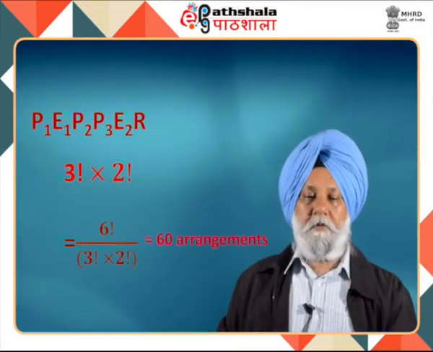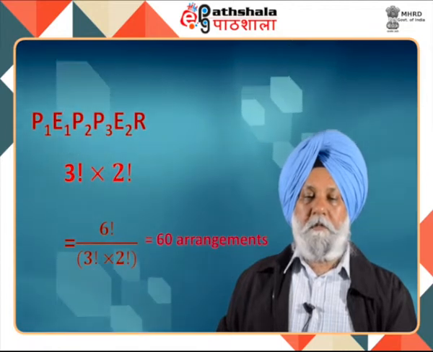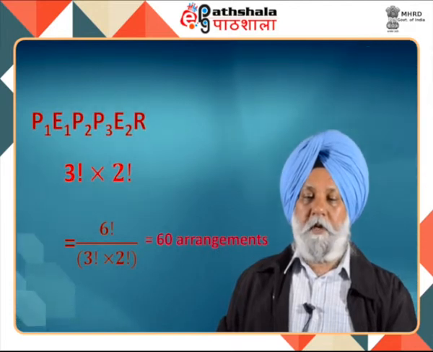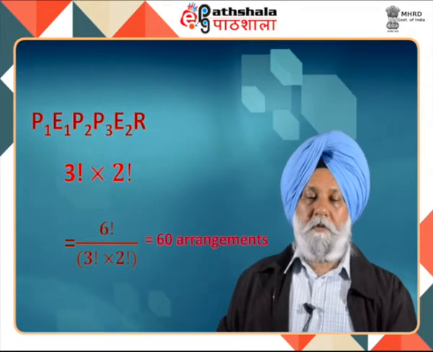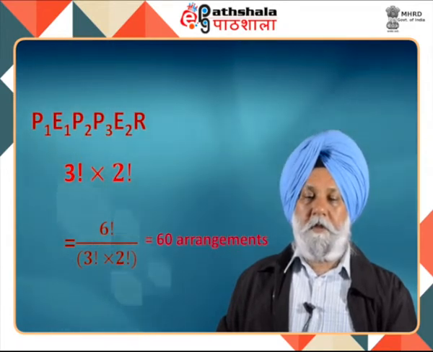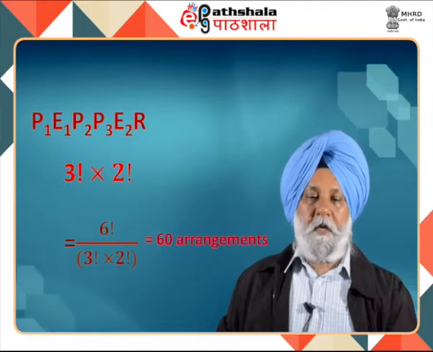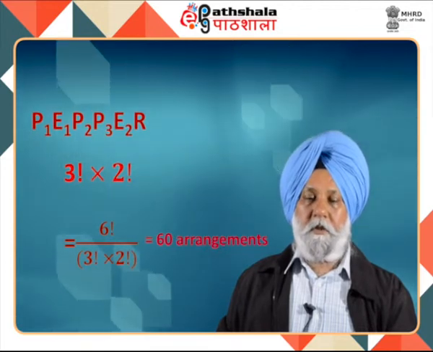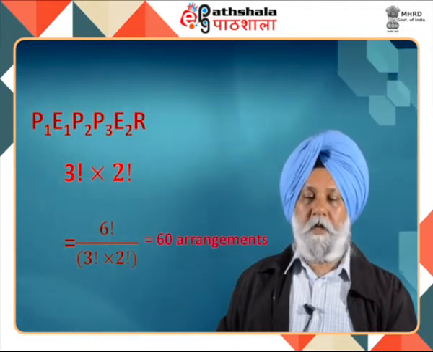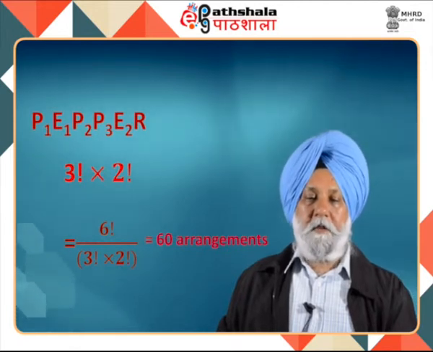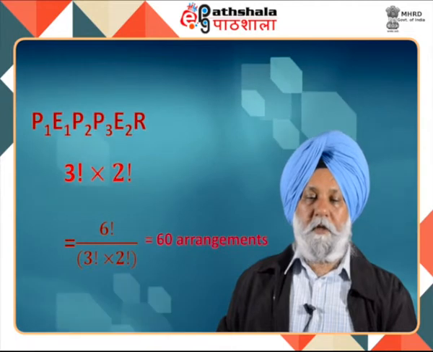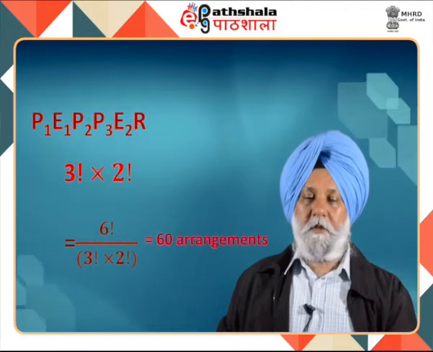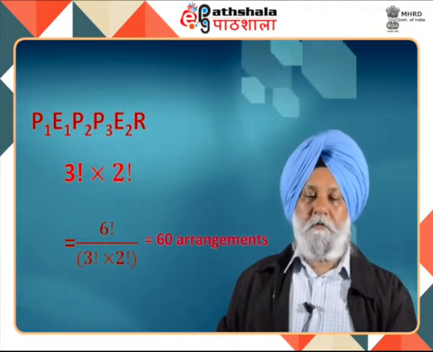For example, in permutation P1, E1, P2, P3, E2, R, if places of P1 and P2 are interchanged, then also the word is the same. These three P's can permute in 3 factorial ways, and the E's can permute in 2 factorial ways. That is, all 3 factorial into 2 factorial permutations are of the form pepper. Hence, there are 6 factorial divided by 3 factorial multiplied by 2 factorial, which is equal to 60 arrangements or combinations possible of the word pepper.